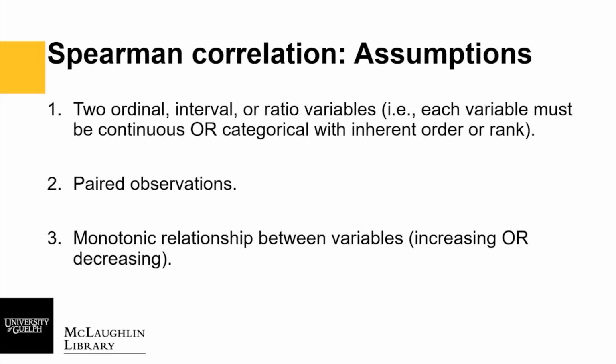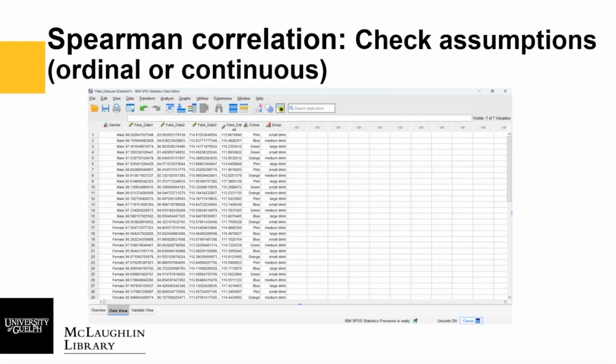And our third assumption is there should be a monotonic relationship between variables. Fancy way of saying the data roughly needs to be increasing or decreasing, not both. We'll cover these on the next few slides. Let's go. So checking our assumptions.